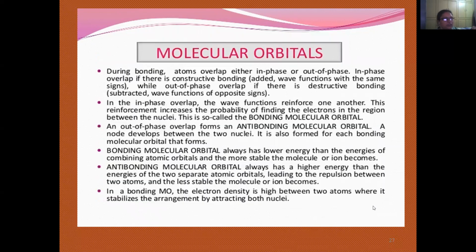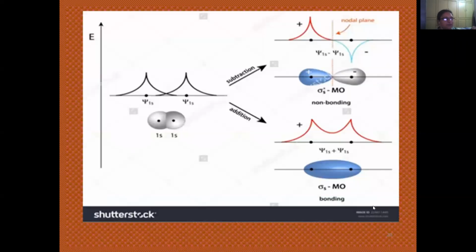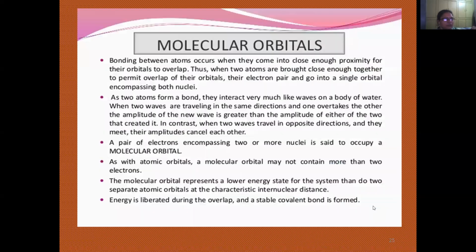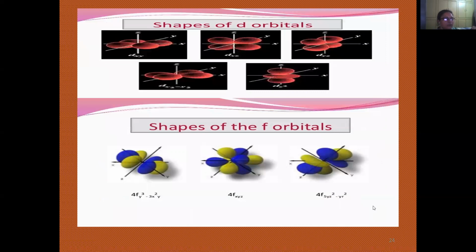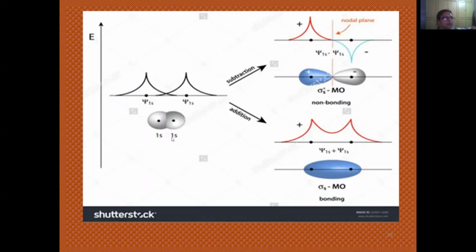You can see here, the 1s and 1s orbitals are combined by subtraction and addition. If there is subtraction, you get the anti-bonding molecular orbital, and if it is addition, then you get the bonding molecular orbital, that is sigma.